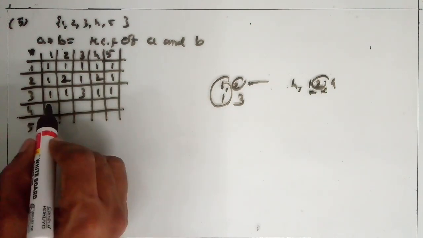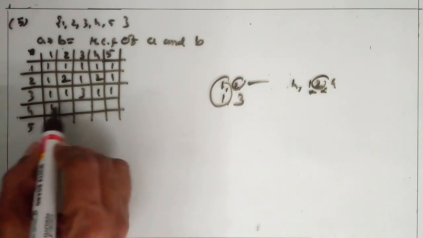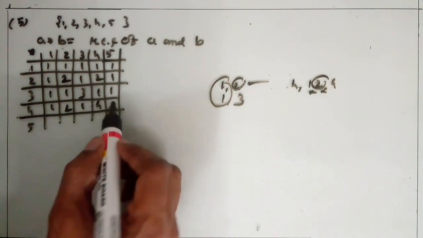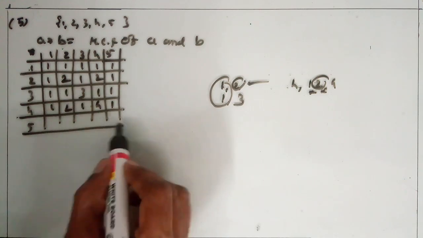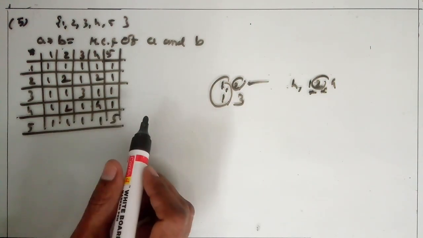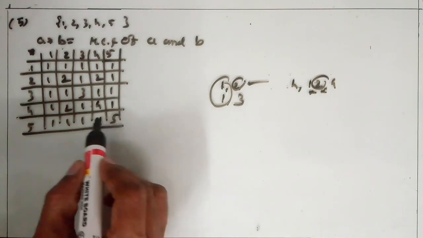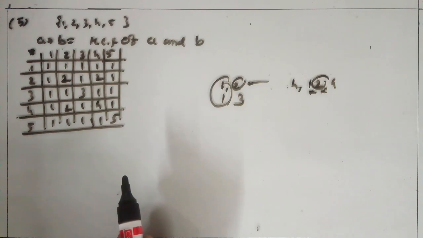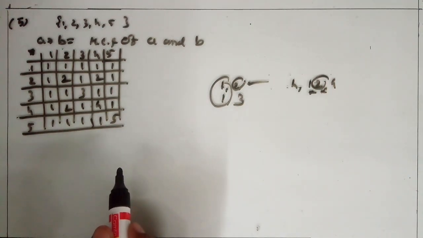For 4, we get 1, 2, 4 and 2, 2. Here 1, 4, 4, 4. Here 1. For 5, 1, 1, 1, 1 and the last is 5. Clear? So from these tables and the given table in question 4, both are the same. So we say that both star operations are the same.